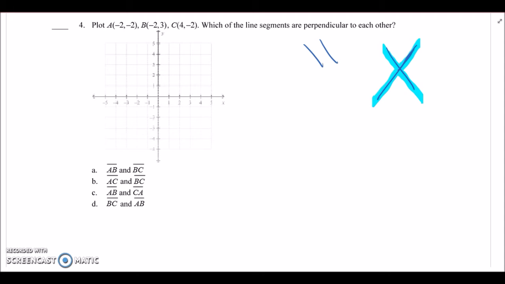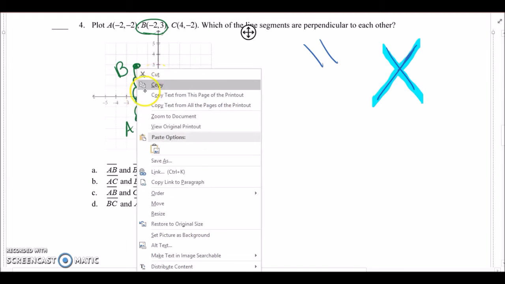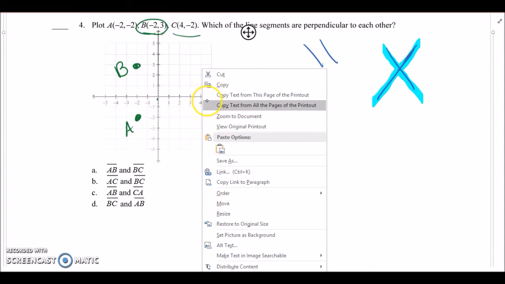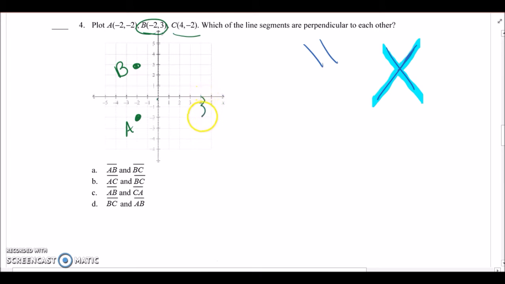I'll use a different color. Let's be creative. Point A is at -2, so I'm going to go 1, 2, and at -2, 1, 2. So here's point A. Make sure you label, guys, okay? That will help a lot. Look at B. Let's plot that one. -2, and then we're going to go up 1, 2, 3. So here is B. Then we have C is 4. So here's 4, down 1, 2. So here is C.